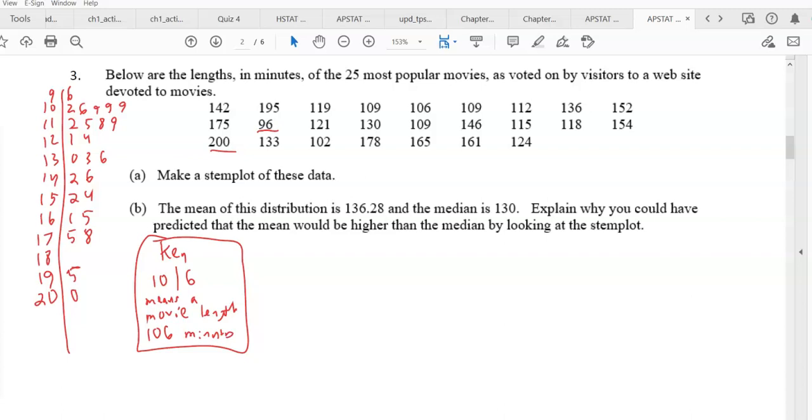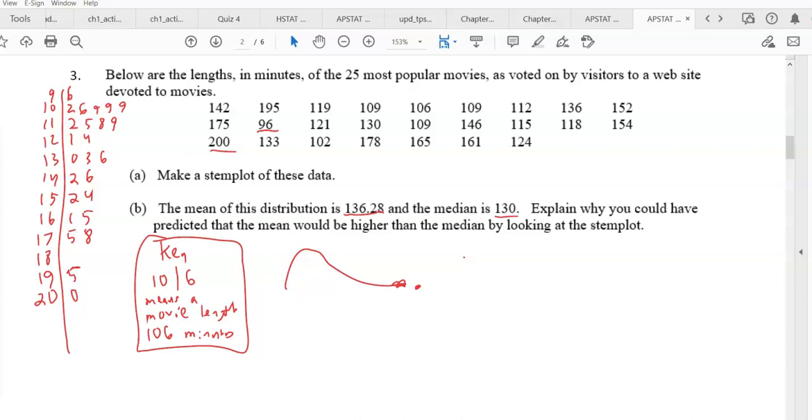The mean of this distribution is 136.28 and the median is 130. Okay, so the mean is bigger than the median. Explain why you could have predicted that the mean would be higher than the median by looking at the stem plot. So if you turn this thing 90 degrees, the shape of it would kind of look like this. The outliers may be some of these bigger numbers, if there are outliers there. So it definitely seems skewed right.